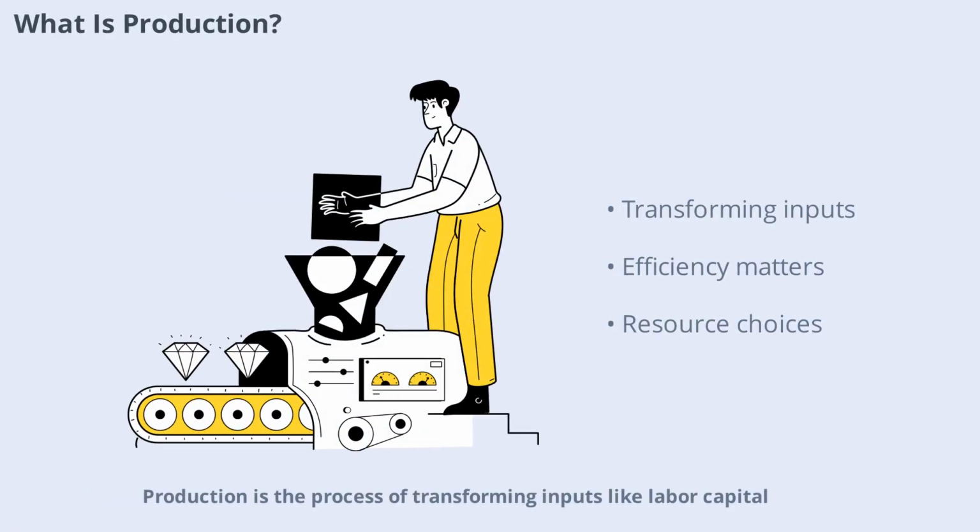Production is the process of transforming inputs like labor, capital, and raw materials into finished goods or services. Firms must decide what to produce, how to produce it, and for whom. These choices are influenced by available resources, technology, and consumer demand. The efficiency of production processes can make or break a business. As we continue, we'll see how firms strive to maximize output while minimizing costs, and why these decisions are at the heart of economic activity.